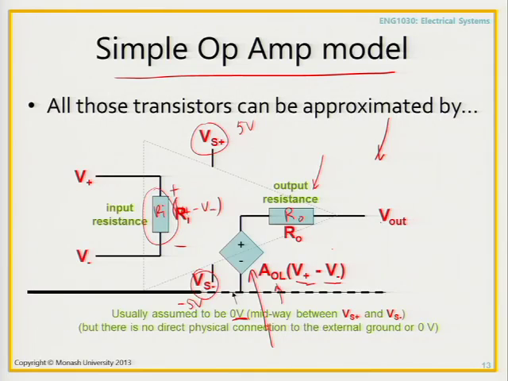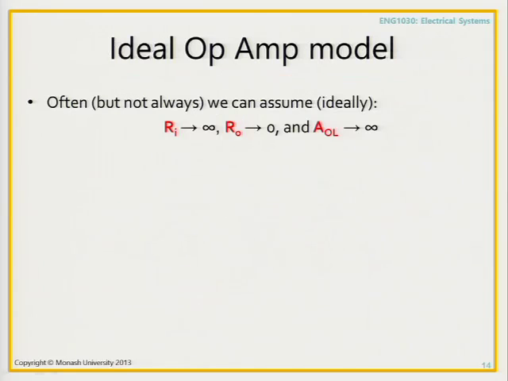And that's basically what we have here: input resistance, output resistance, and the voltage source. Okay, so we can even take that one step further. That's the simple op amp model. We can take it one step further and turn that into what we call the ideal op amp model.